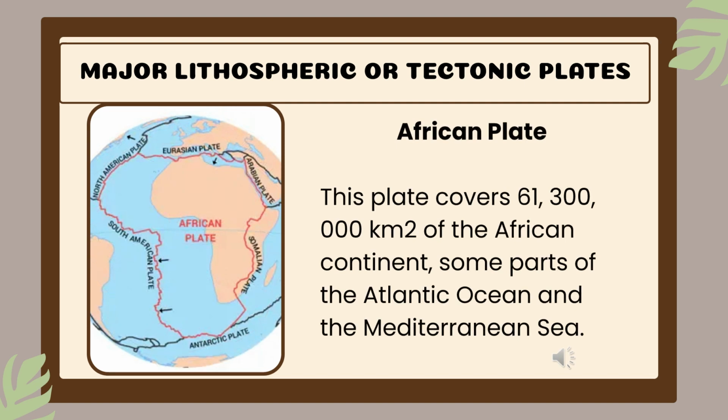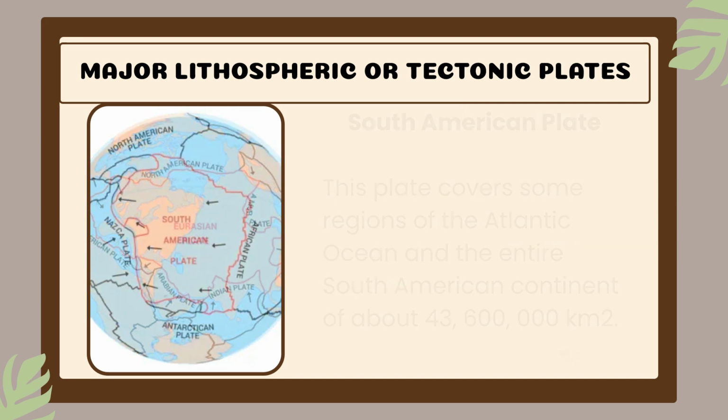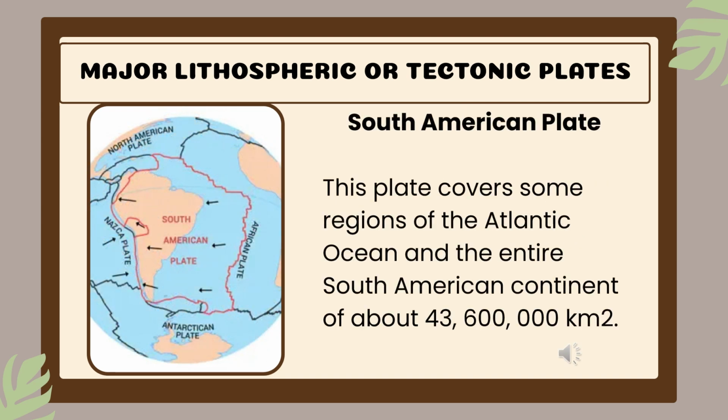African Plate. This plate covers 61,300,000 kilometers squared of the African continent, some parts of the Atlantic Ocean and the Mediterranean Sea. Eurasian Plate. This plate is covering most of the area in Europe and Russia of about 67,800,000 kilometers squared. South American Plate. This plate covers some regions of the Atlantic Ocean and the entire South American continent of about 43,600,000 kilometers squared.